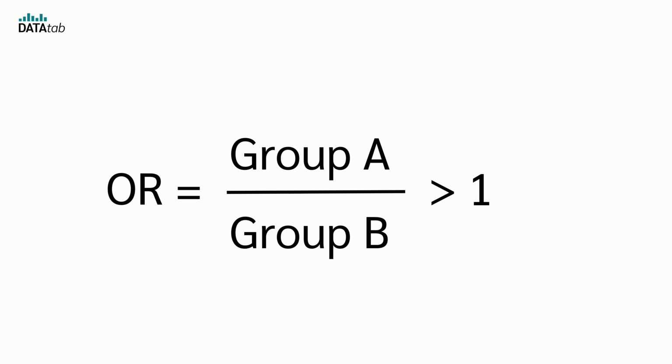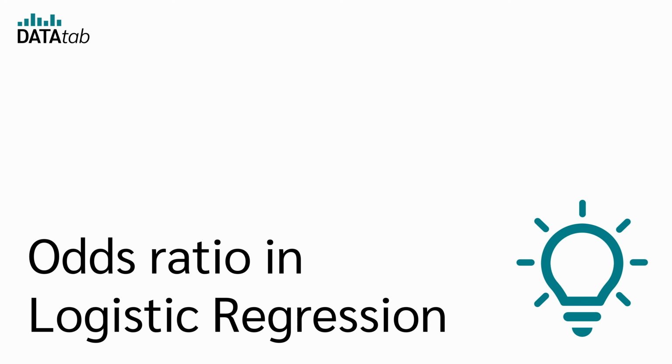If the odds ratio is greater than 1, the event is more likely to occur in the first group. If it is less than 1, the event is less likely in the first group. Okay, now let's put it all together and look at how to interpret the odds ratio in logistic regression.